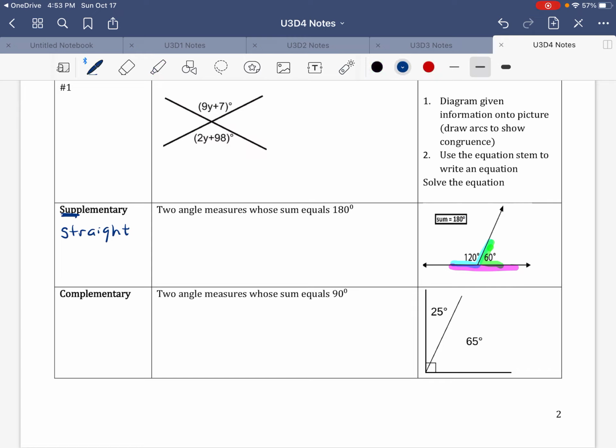Similarly, when we talk about complementary, you should think about the word corner. Complementary angles are angles whose sum equals 90 degrees. So when you look at this 25-degree angle plus the 65-degree angle, you get a corner that is 90 degrees. And we know that it's 90 degrees because it has our little square.